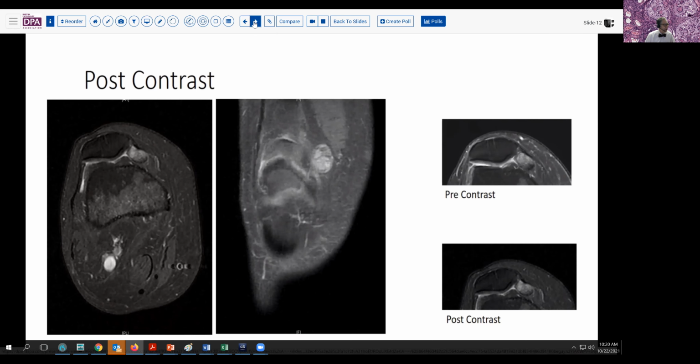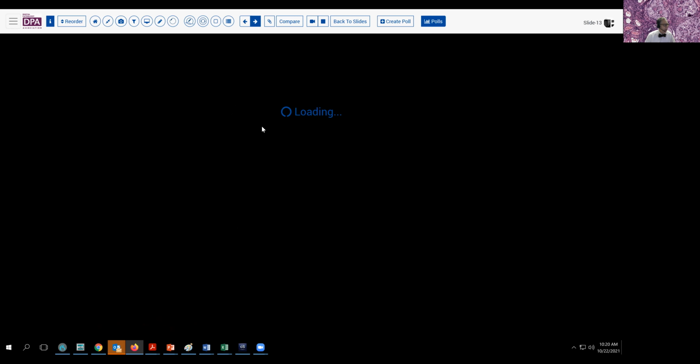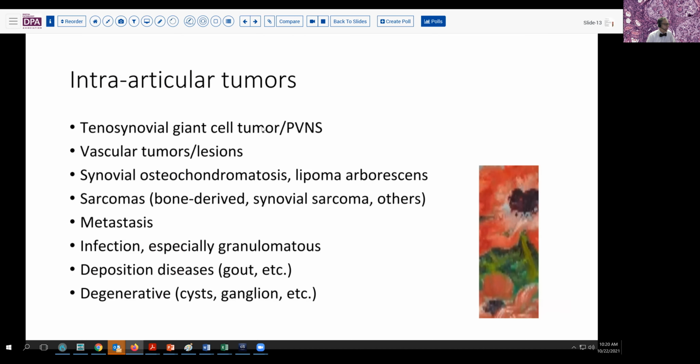So what is the differential for a lesion like this? Well, radiographically, I think most people would say the first and most likely thing is a tenosynovial giant cell tumor or PVNS type of lesion. Some vascular lesions, angiomas or AV malformations can occur in the synovium, and they would, of course, be a consideration given the contrast appearance. Synovial osteochondromatosis, not particularly likely, or lipoma arborescens in this situation because the MRI characteristics don't suggest fat and don't have sufficient fluid to suggest osteochondromatosis.